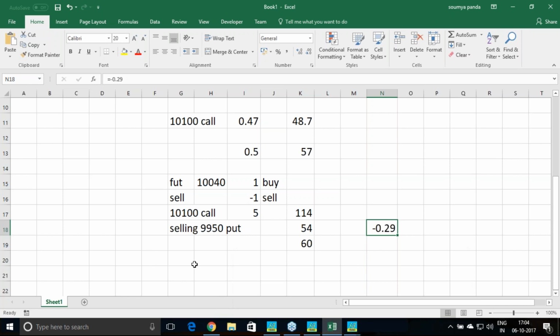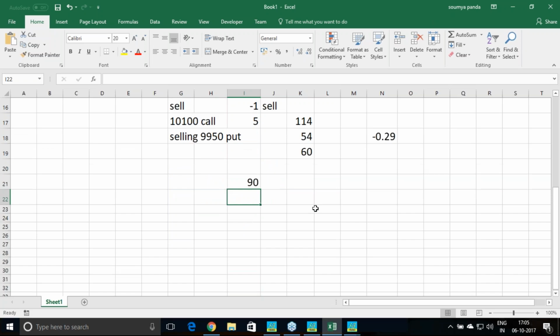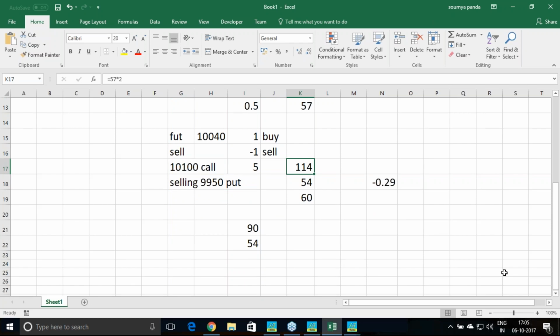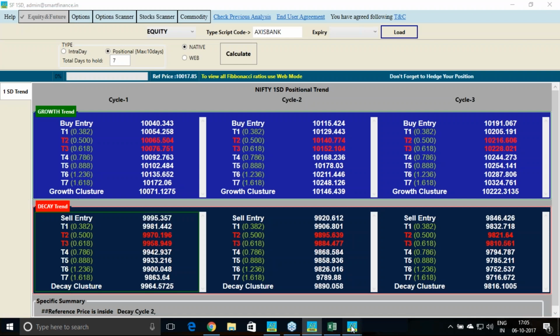Why is this particular strategy called a zero loss strategy? Suppose Nifty has fallen, theoretically we can estimate it to 10,040. From 9950 to 10,040 is 90 points, and I have also received 54 points in this sell order. So totally I am receiving 144 points and investing 114 points. So in case of a fall, it is beneficial to me. In case of a rise, theoretically I cannot estimate the profit.